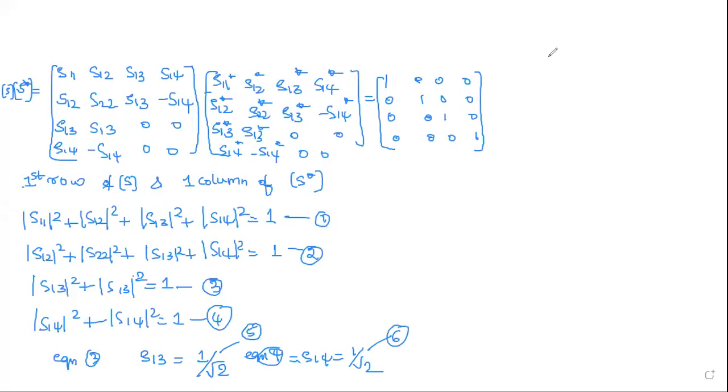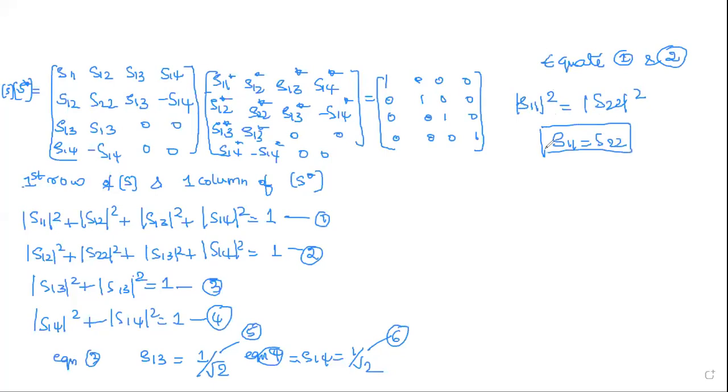Now the next thing is you will be equating equations 1 and 2. If you equate equations 1 and 2, S11 will remain, S12 will get cancelled, S13 will get cancelled, S14 and S14 will get cancelled. So it will be left with S11 square, which is also equal to S22 square, which you can write as S11 is equal to S22. So this is one more equation, equation 7.